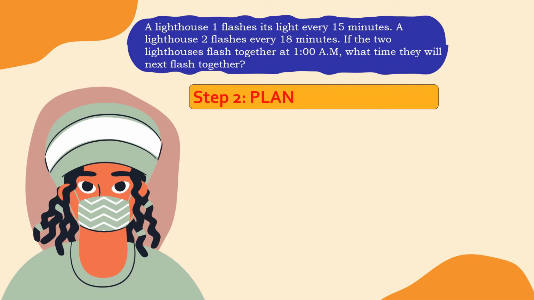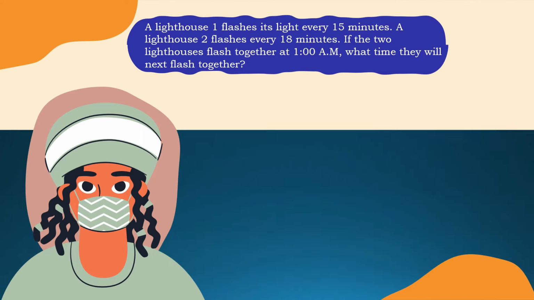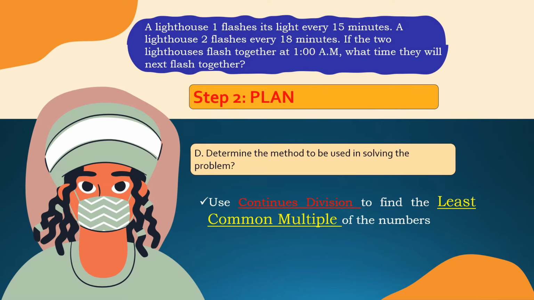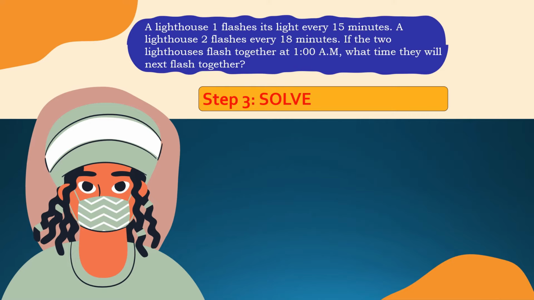Step 2 is plan. So we have to determine the method to be used in solving the problem. Use continuous division to find the least common multiple of the numbers. Step 3 is solve. So we have to determine the prime numbers that are both divisible by 15 and 18.